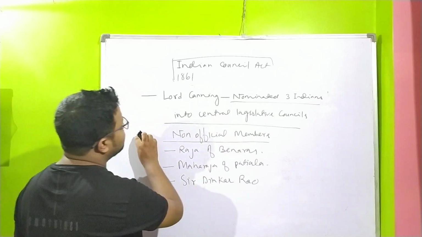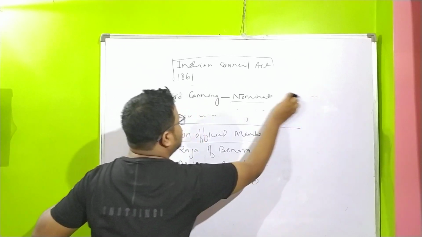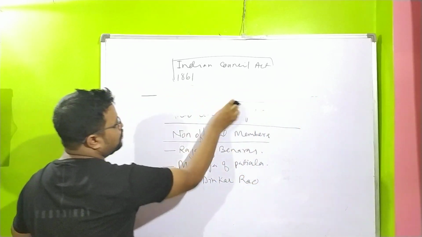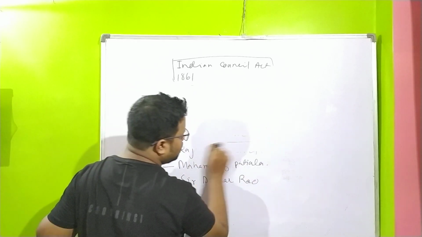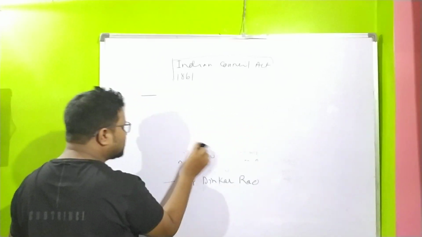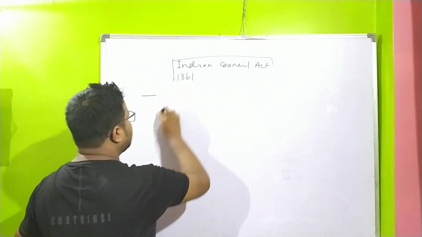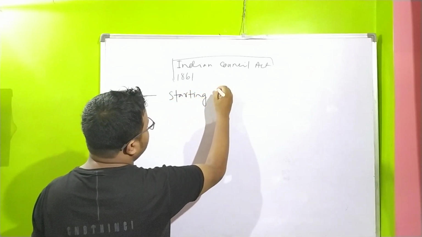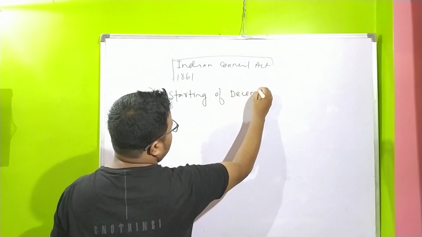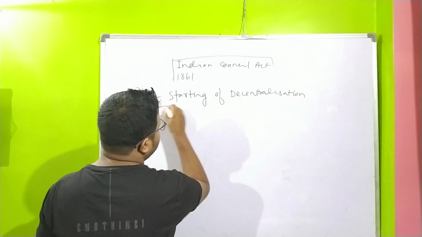Number two, the provision in this act was the starting of decentralization. The starting of decentralization happened in the Indian Council Act of 1861. What do you mean by that?